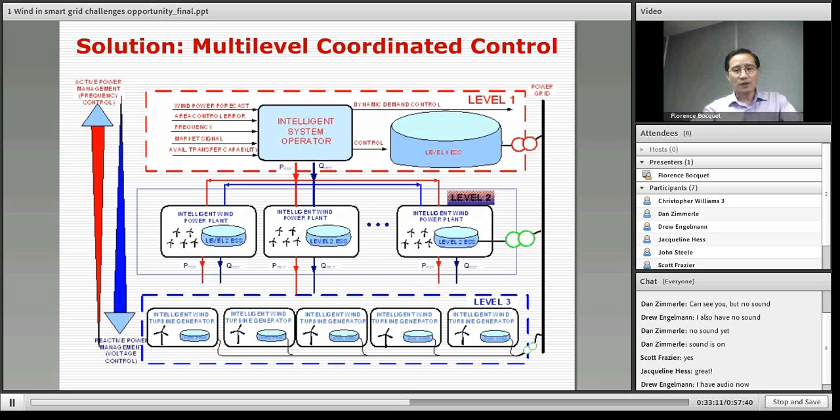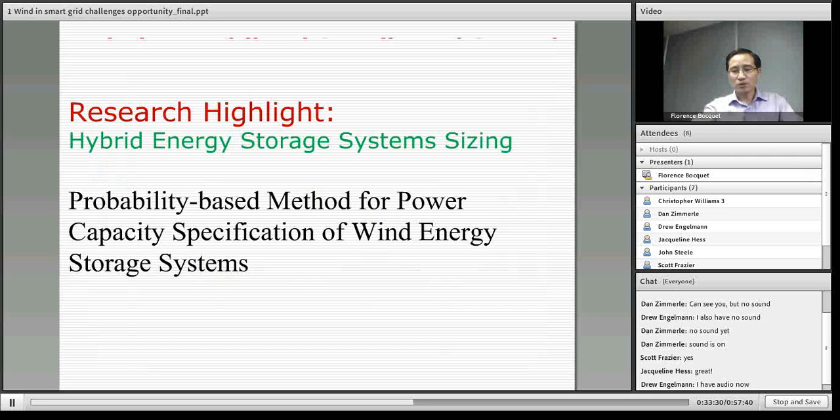And on these different levels, we can use energy storage. For example, on the individual wind turbine, we can use energy storage. On the wind farm or wind power plant level, we can use energy storage. And even on the system level, we can use energy storage, for example, hydro power plant.